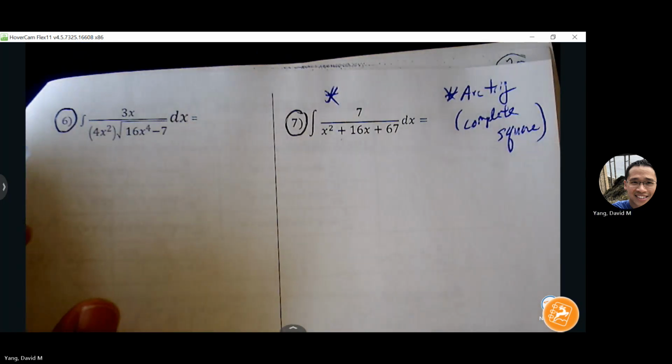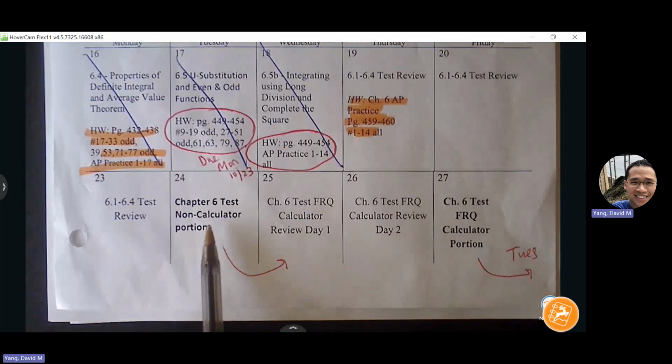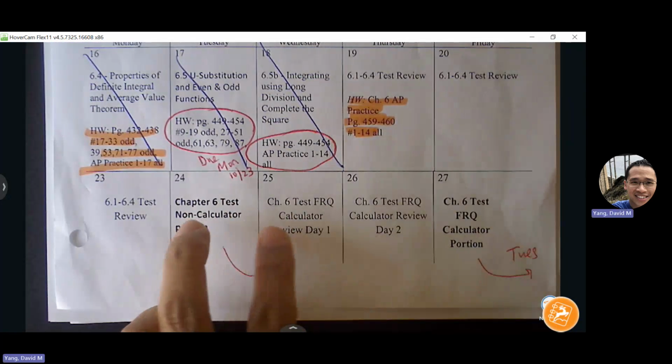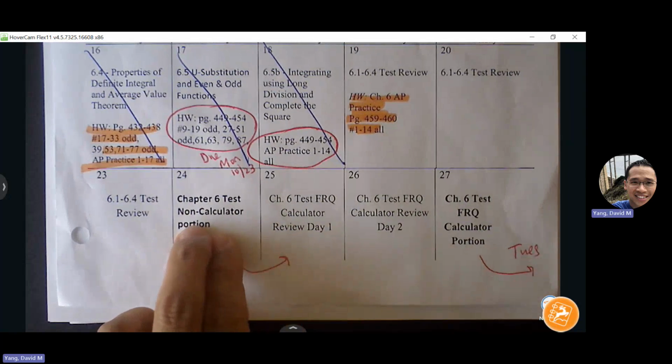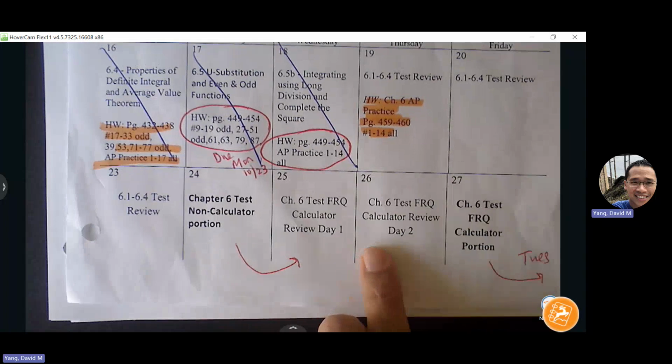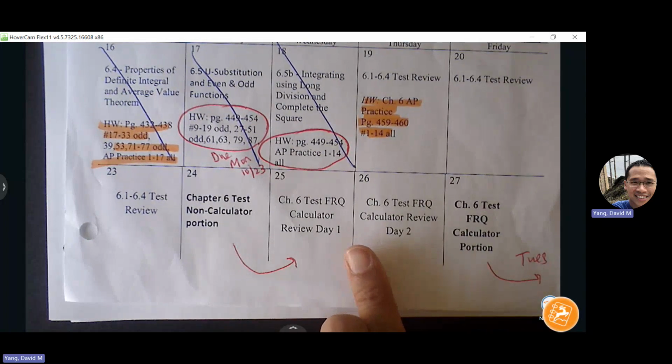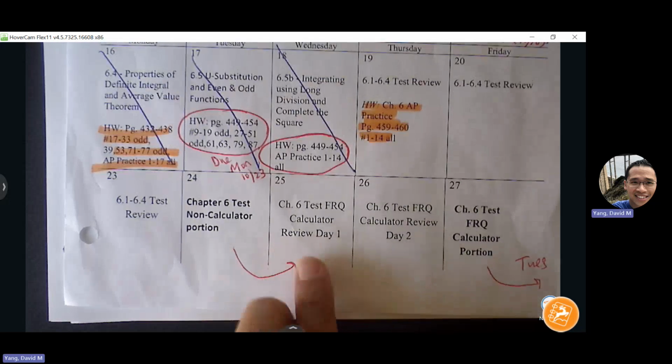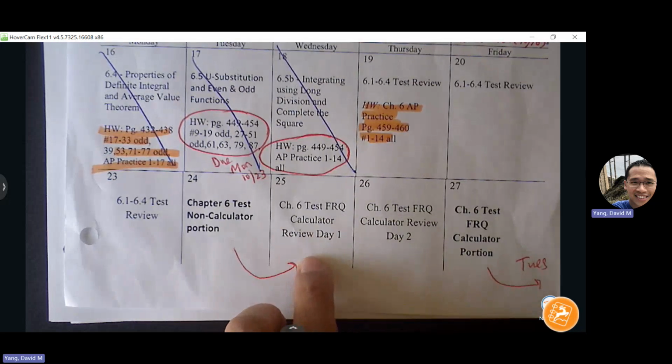Okay. One last thing here. I do feel like we're a little rushed. We'll spend tomorrow finishing up review, maybe do a little bit of review Wednesday. I'll push it to Thursday. Okay, so Thursday test. But I do need to start the calculator portion review on Wednesday, but it kind of buys you an extra day on your own to review.